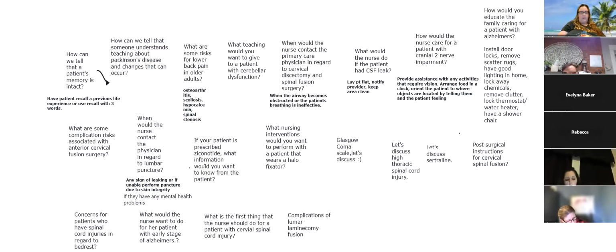So tell me, how would you instruct your patient? What would you give as instruction to your patient regarding post-surgical care after they've had a cervical spinal fusion? What would their instructions look like?